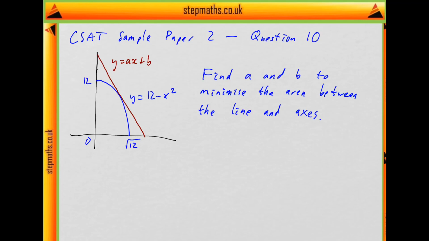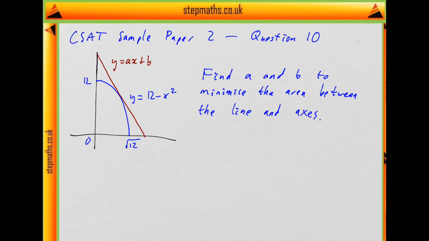Okay, so first things first, what are we going to do? Well, we're probably going to have to differentiate at some point to find a minimum. So we're going to need a formula for the area, but at the moment that formula will rely on both a and b. So there's going to be two unknowns. And we want only one, so we need to find some relationship between them. But the information we have is that this line is tangent to this curve, so it touches this curve.